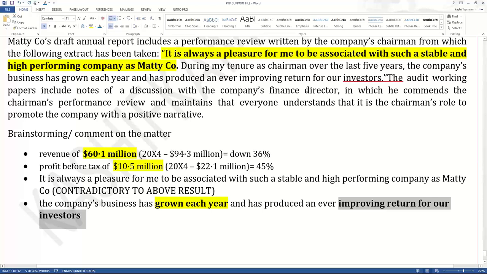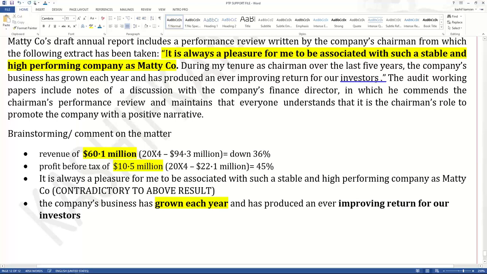The chairman is doing exactly what you do in the exam paper, that you read something and you write something. This is exactly the way the student writes an answer in an exam paper. Full stop. The audit working paper includes notes of a discussion with the company's finance director, in which he commends the chairman's performance review and maintains that everyone understands that it is the chairman's role to promote the company with a positive narrative.